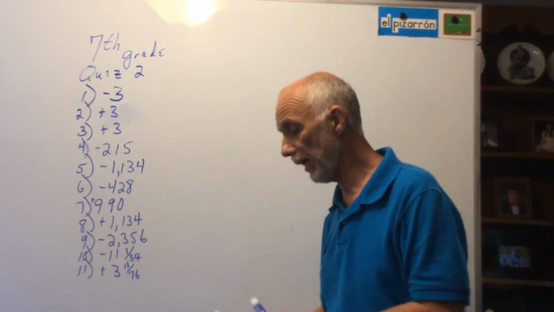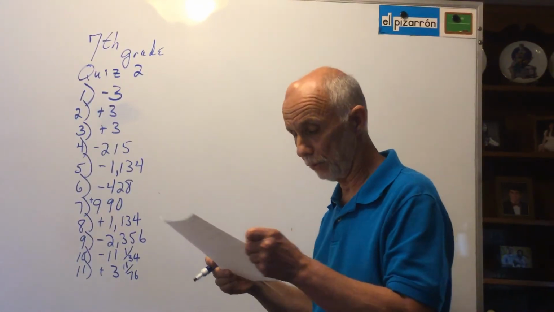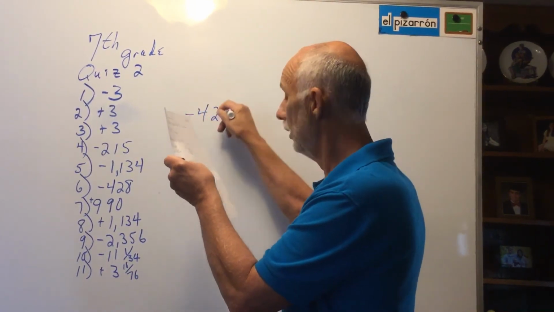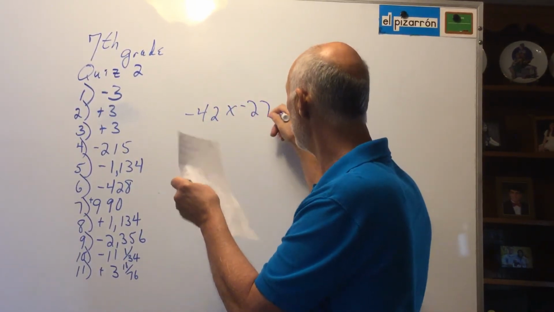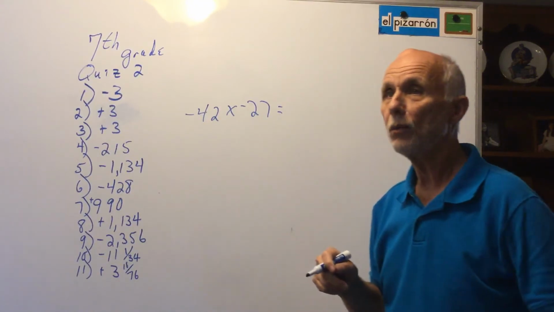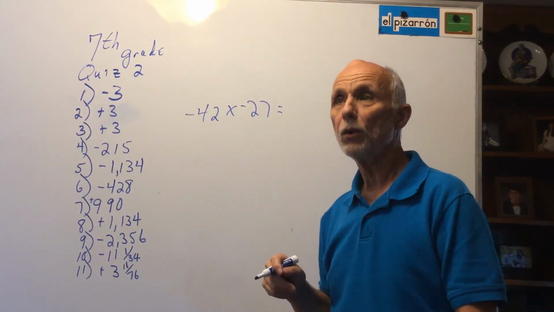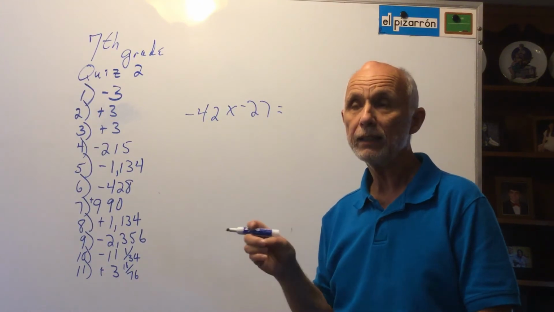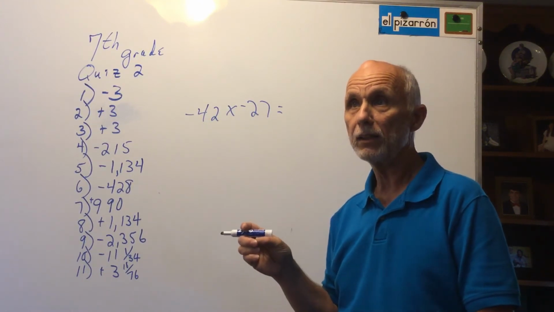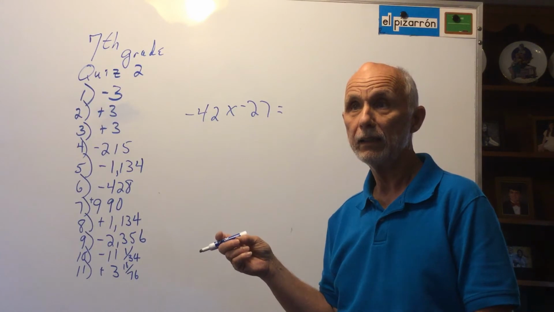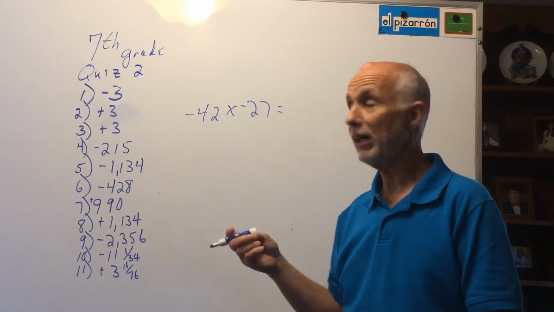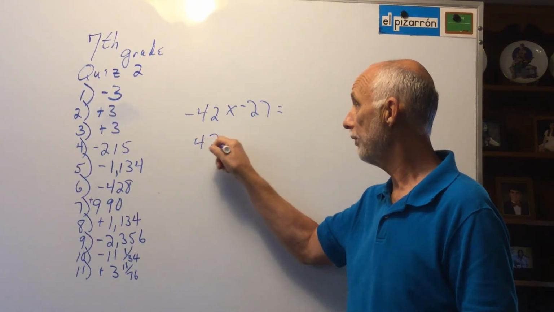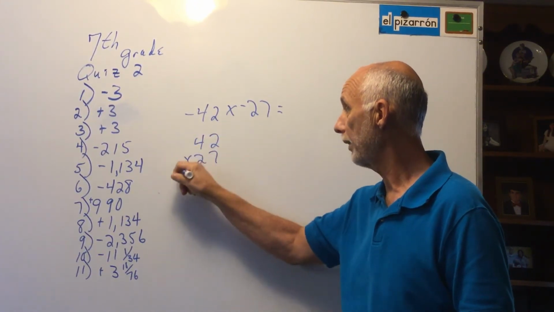Now we go to multiplication. Totally different rules. In number 9, it said a negative 42 times a negative 27. Now the first thing is, whenever you're multiplying, the rule is always multiply. That makes it a lot less confusing than adding or subtracting. Because in addition, sometimes you subtract, and in subtraction, sometimes you add. But in multiplication, you always multiply. So you have to first make sure you multiply correctly.